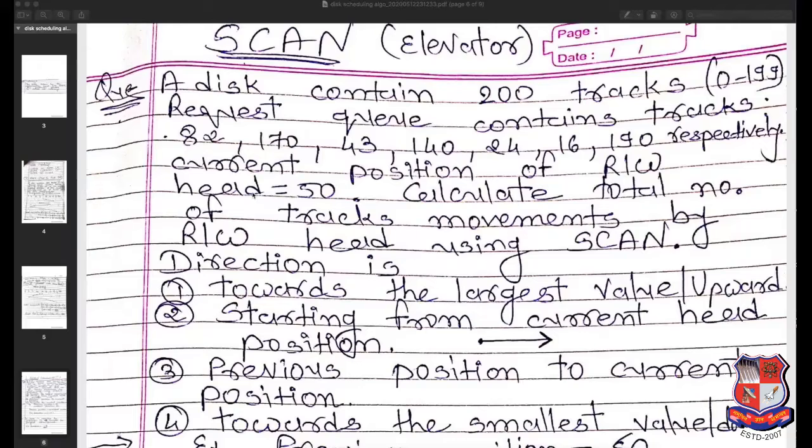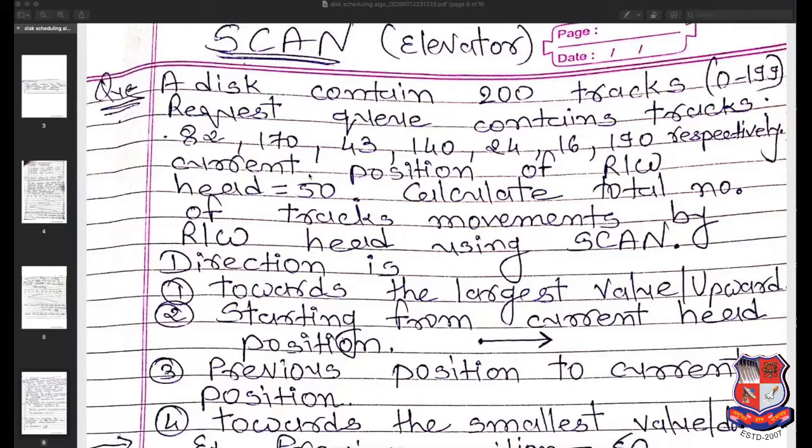The current position of the read and write head is 50, and we calculate the total number of track movements by the read and write head using the scan or elevator disk scheduling algorithm. This question is the same as first come first serve and SSTF, but there is one difference. What is the difference compared to FCFS and SSTF?